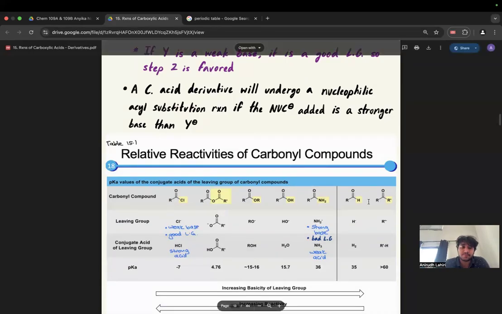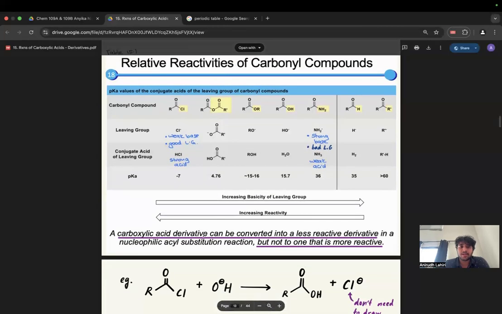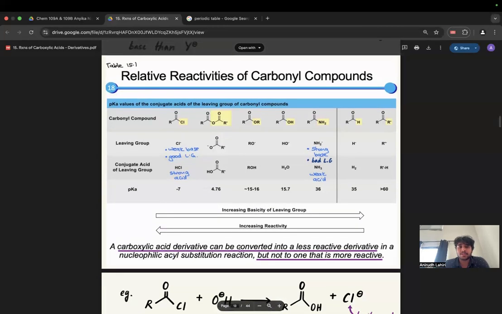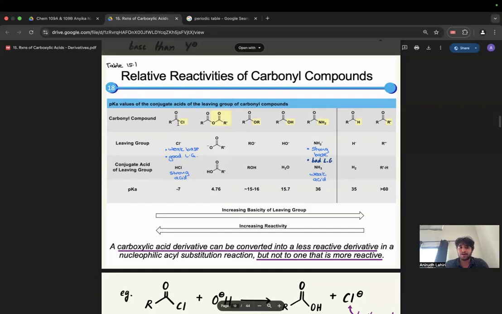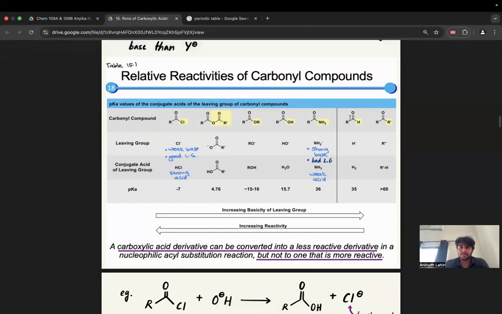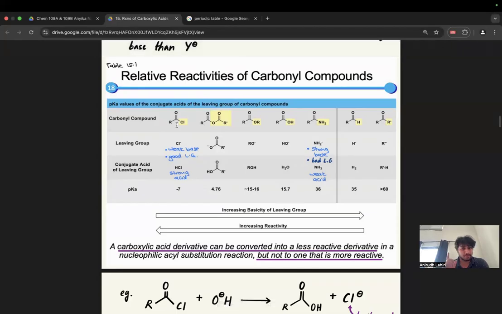In case we forgot about the leaving group trend and we knew the pKa's, we'd still be able to figure it out, right? So carboxylic acid derivative, this is pretty important too, can be converted into a less reactive derivative in a nucleophilic acyl substitution, but not one that is more reactive, right? We go from higher energy to lower energy because the change in energy is then negative, right? If we start at a high and we go to a low, final minus initial, negative delta G. Negative delta G says spontaneous, right?